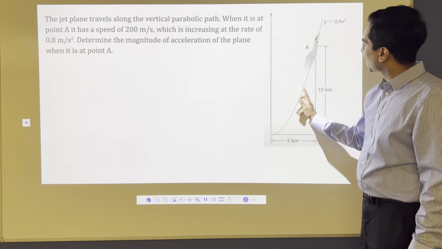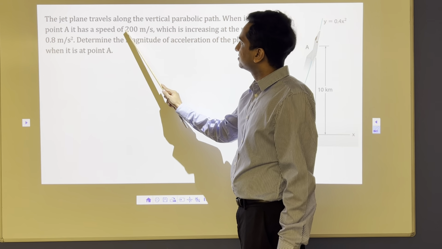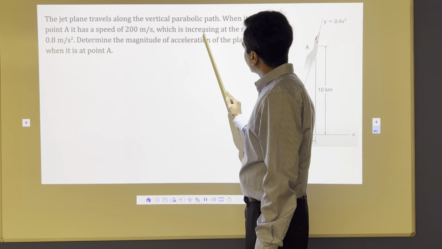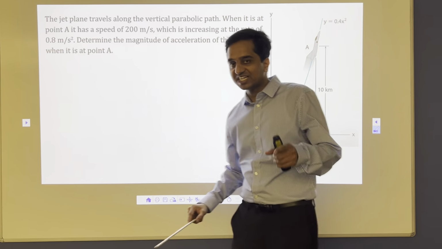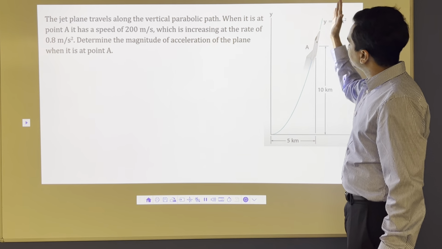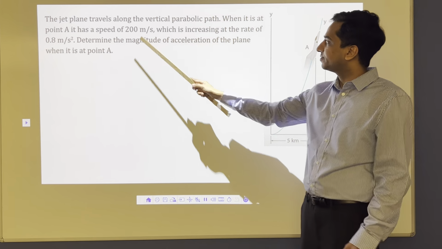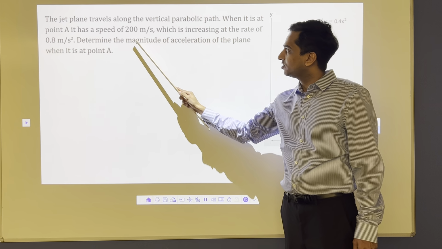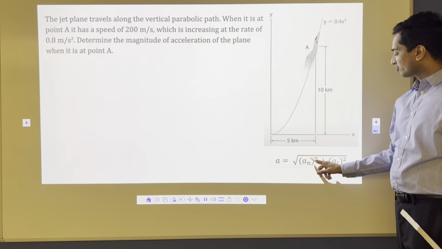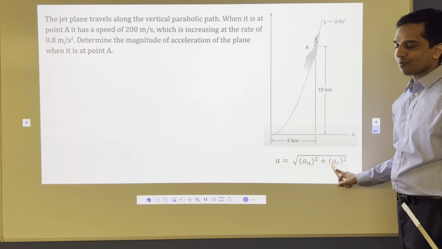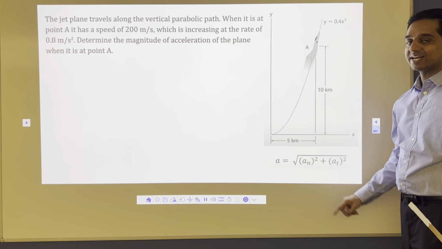So this plane is climbing up. Speed is given as 200 meter per second, increasing at a rate. Its tangential acceleration is 0.8 meter per second square. Speed is 200 meter per second, and we have to find out the magnitude of its acceleration, which will be the square root of an square plus at square. At we already have, 0.8. An we have to calculate.